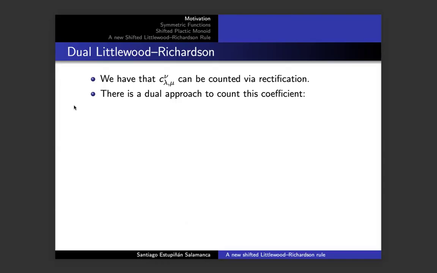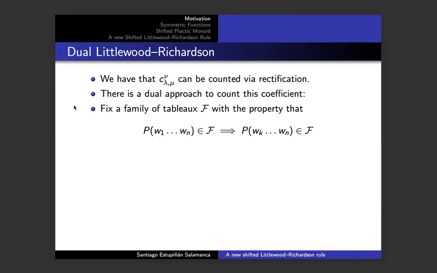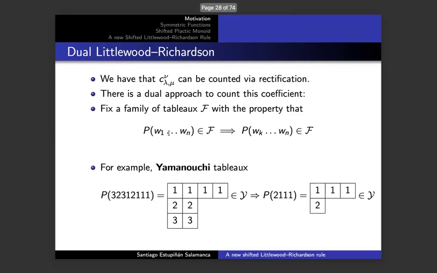I begin with the Grassmannian. So instead of asking how many skew tableaux rectify to a specific target, I can start with a family of tableaux with the property that if a certain word inserts to such a tableau, then a right factor of that word also inserts to a tableau inside the family. I call this the right factor property. For example, Yamanouchi tableaux are an example of such a family.